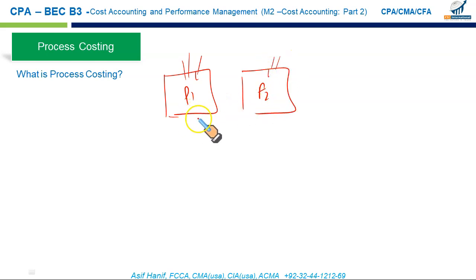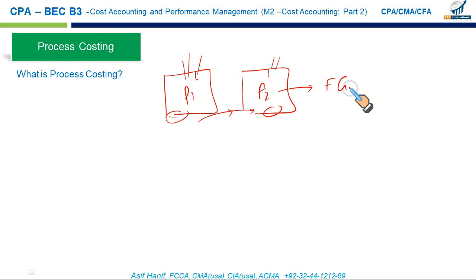So the units are moved from one process to another, and we will establish what is the per unit cost for process 1 and per unit cost of process 2, and based upon this valuation we will determine the cost of goods transferred to the next department, the cost of the goods still laying at the end of the period with process 1, or the cost of ending work in process still laying with process 2, and the final cost of the items transferred to your finished goods stock.